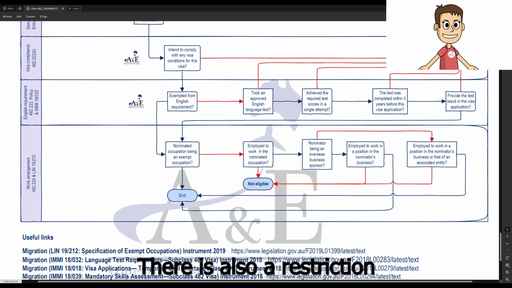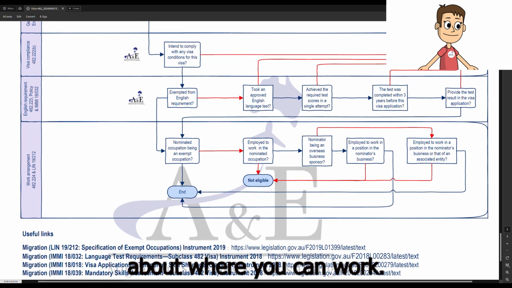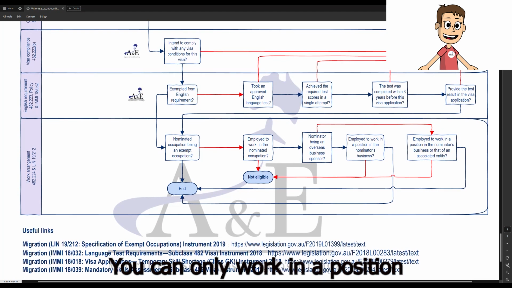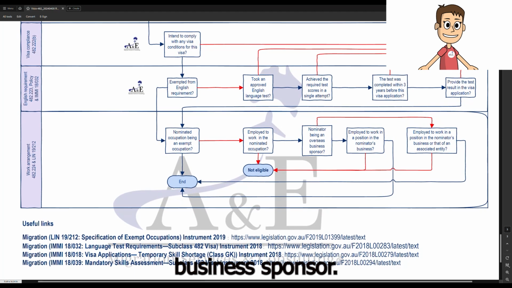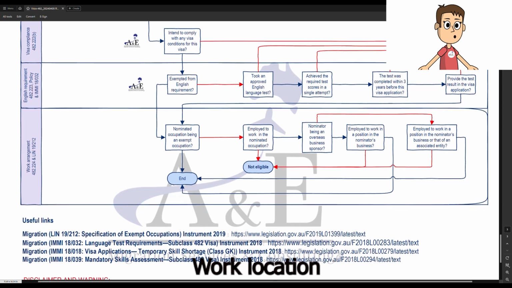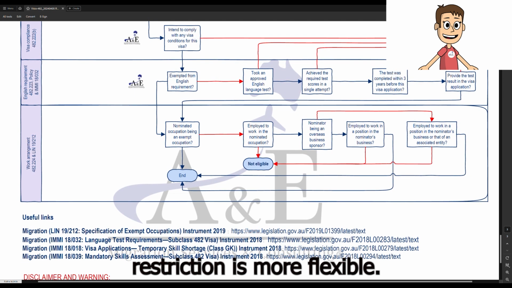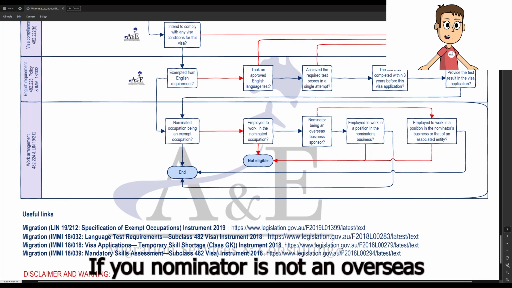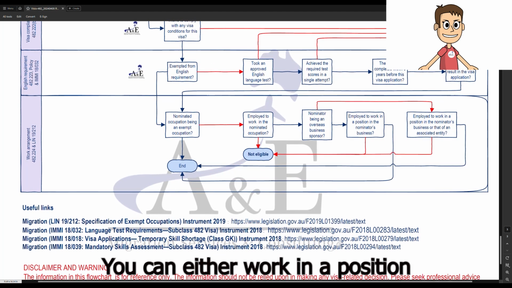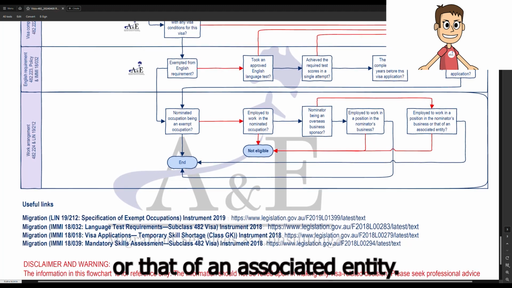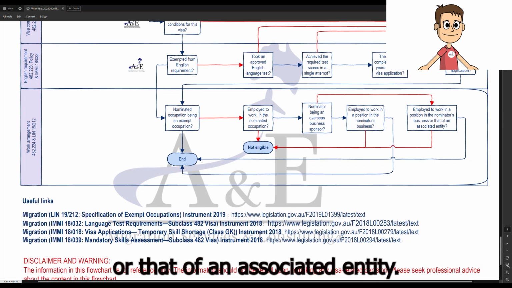Unless your nominated occupation is an exempt occupation, you can only work in the nominated occupation. There is also restriction about where you can work. You can only work in a position in the nominator's business if your nominator is an overseas business sponsor. Work location restriction is more flexible if your nominator is not an overseas business sponsor. You can either work in a position in the nominator's business or that of an associated entity.